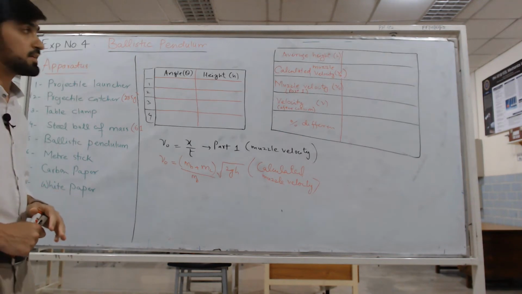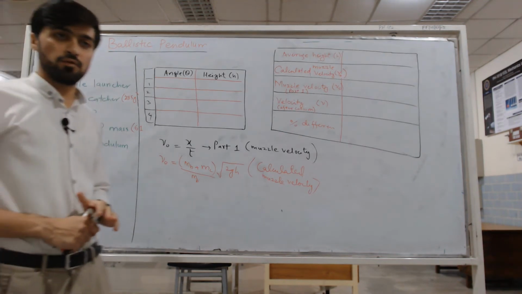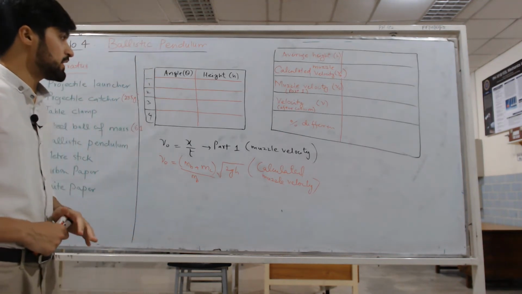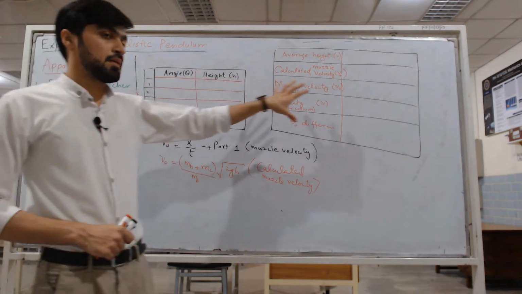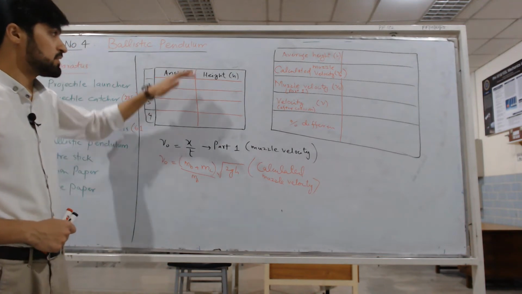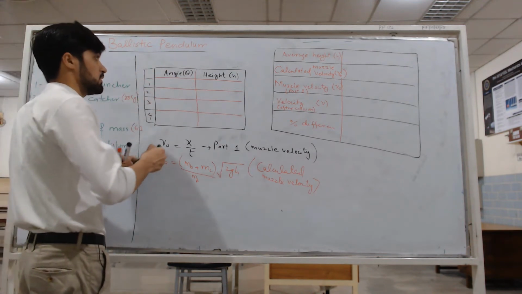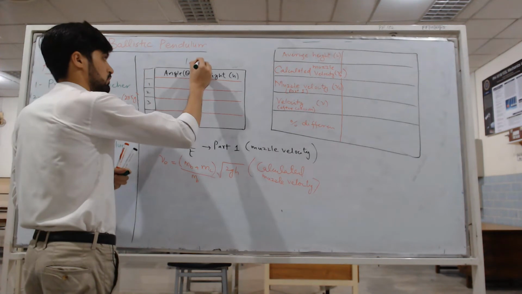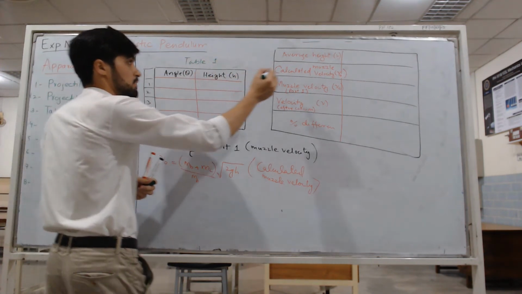Now let's move to the second part, that is the ballistic pendulum. In the second part, we have some tables and we have to fill them. How to fill the first table? Let's say this is our table 1. This is our table 2.